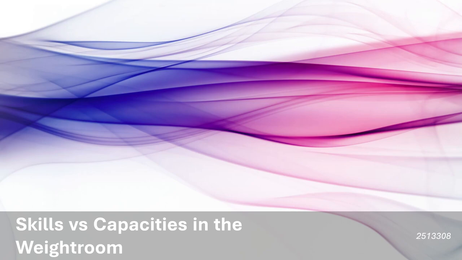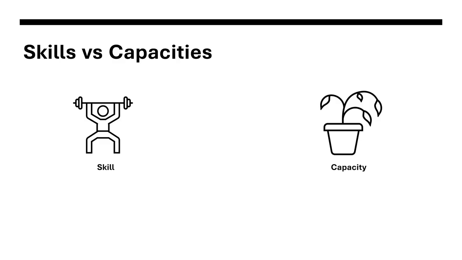Hello, and this is my first vlog on skills versus capacities in the weight room. Today we're going to have Faris, who's going to be my athlete who's limited by capacity. And my second athlete is going to be George, who is going to be limited by skill in both the squat and the deadlift. Before analysing the movements, it's important to define differences between a skill limitation and a capacity limitation.